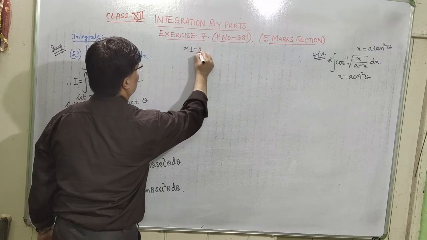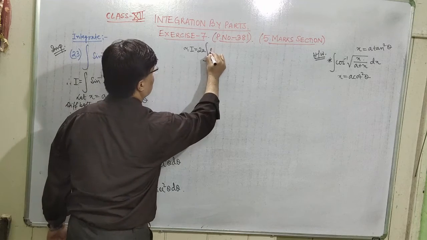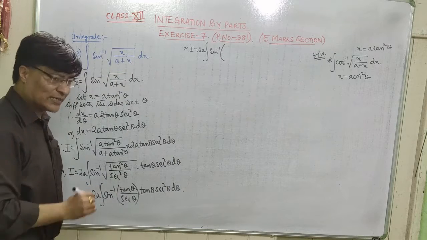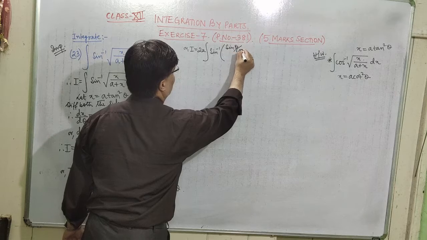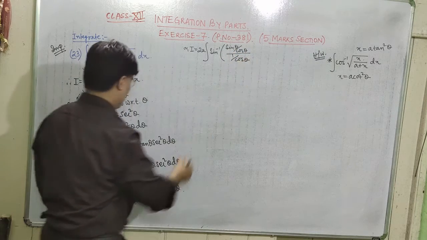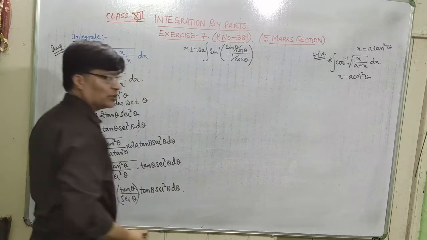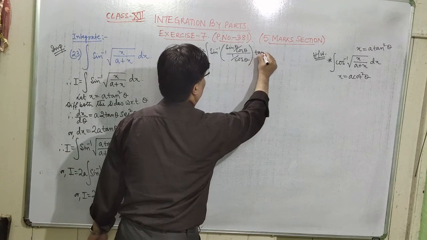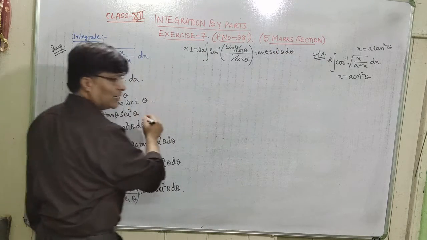So now let us simplify it. Or I is equal to 2a integration of sine inverse within bracket. What is tan theta by sec theta? You can convert it to sine theta by cos theta upon, what is sec theta here? 1 by cos theta. Bracket closed. Then you can write tan theta sec square theta d theta, right?